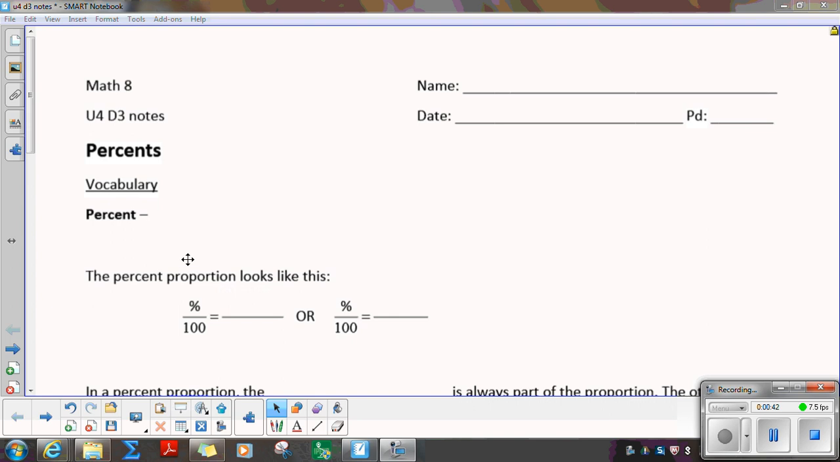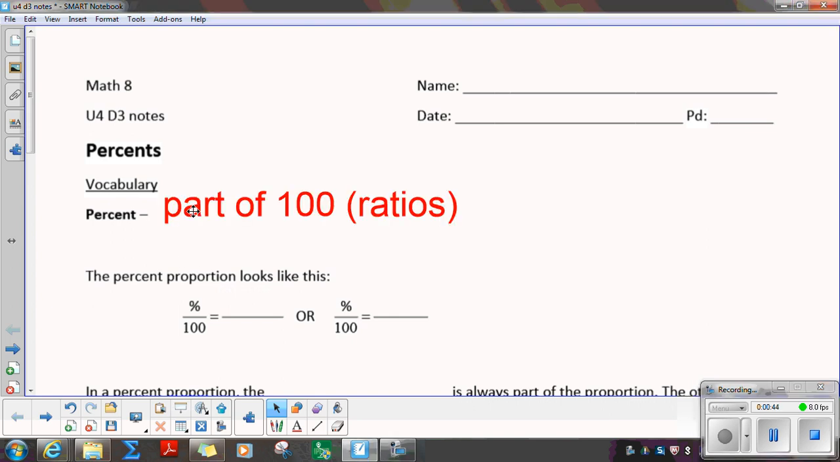So, percent actually just means part of 100. It's usually given as ratios. So, if we write it as a fraction, it's always something over 100, and then that number over 100 is what gets the percent sign. Percent actually means per 100. Cent is a prefix meaning 100. So, like century is 100 years.